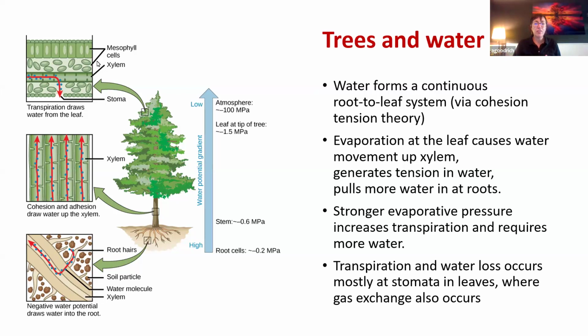So as you can imagine, stronger evaporative pressure from the atmosphere, where there's a lower water potential gradient, is going to increase the transpiration and require more water. The water loss is occurring up here at these tiny pores in the leaves. These are known as stoma, or stomata for plural. This is where gas exchange is also occurring. So trees are losing water vapor from that area, and that's where they're pulling in the carbon dioxide and exchanging it for oxygen.